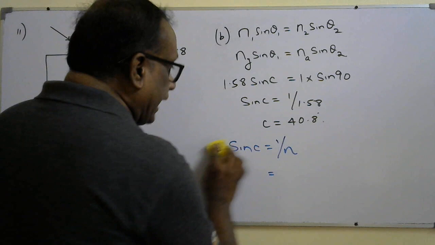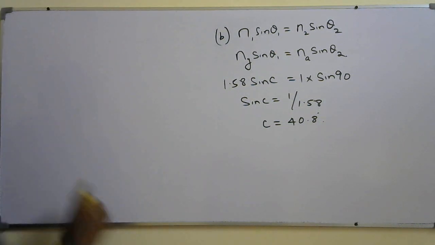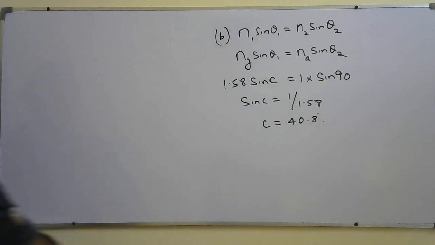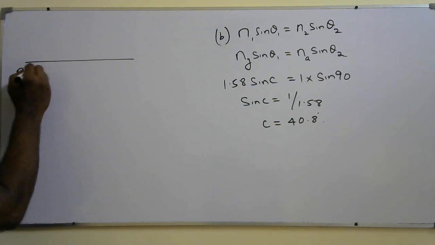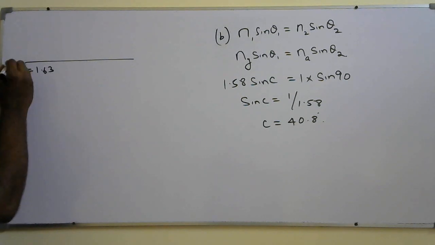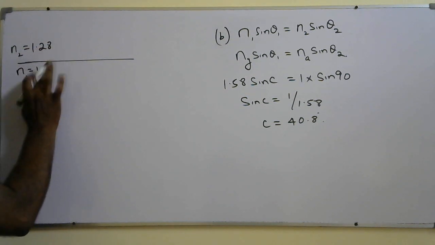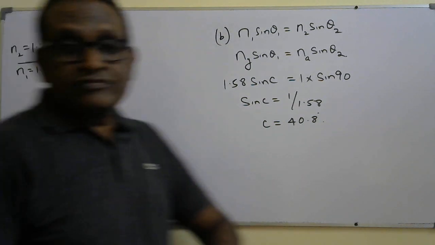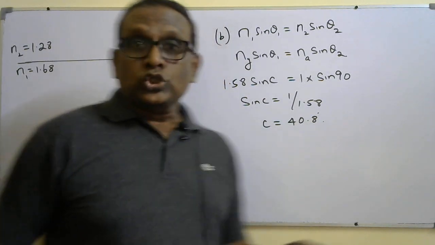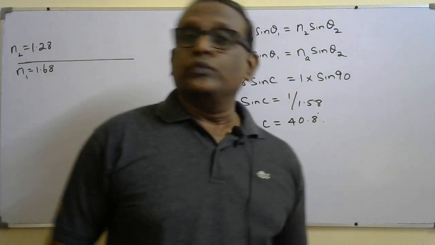But it might give trouble if none of the media is air. Say for example, if there is a question something like this. This is the first medium, its refractive index is for example 1.63. This is the second medium, 1.28, something like that. We'll think about two different media, 1.68 and 1.28. So here, if they ask to find the critical angle for the boundary of the two different media, if you use the equation sin C equals 1 over n, you might go wrong.